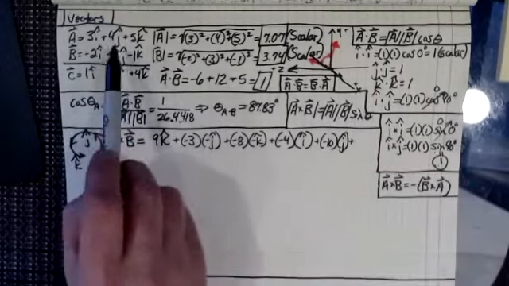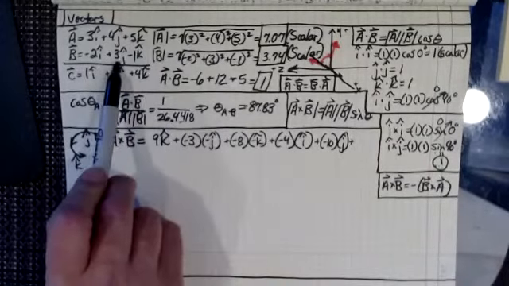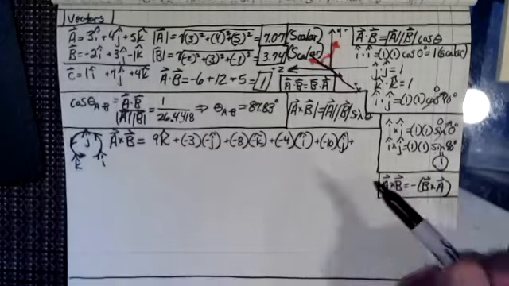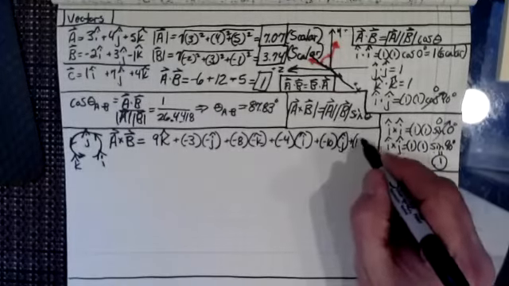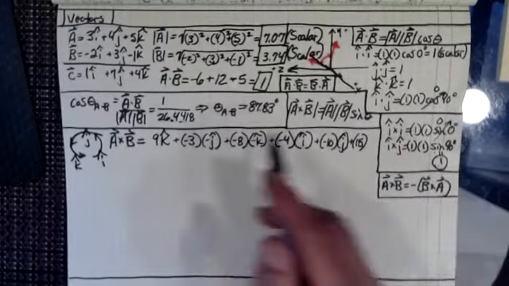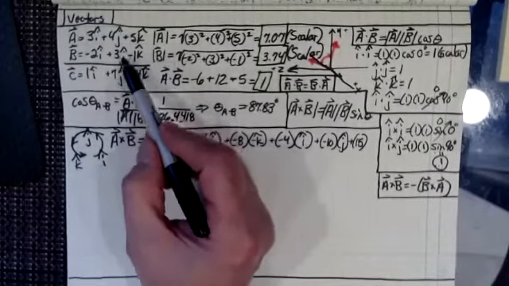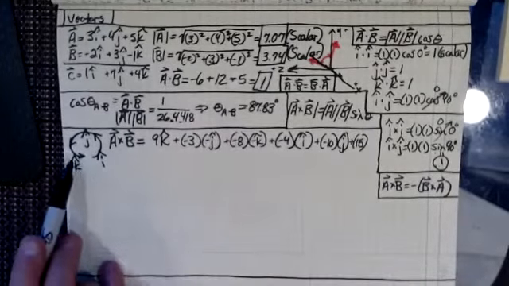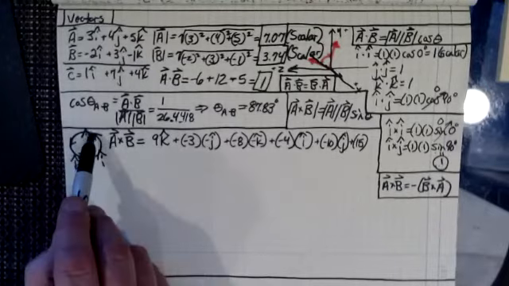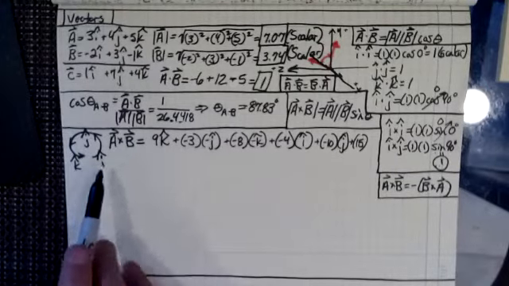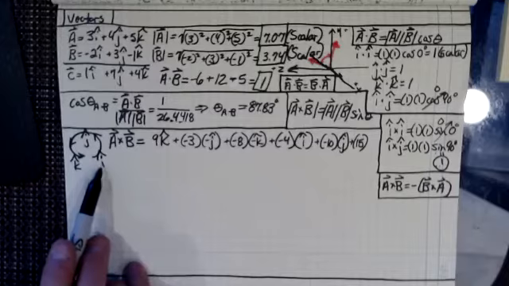And then the last one is going to be 5k crossed with 3i. 5 times 3 is 15. And then k crossed with j. k crossed with j, we're going in the opposite direction here, gives me minus i.